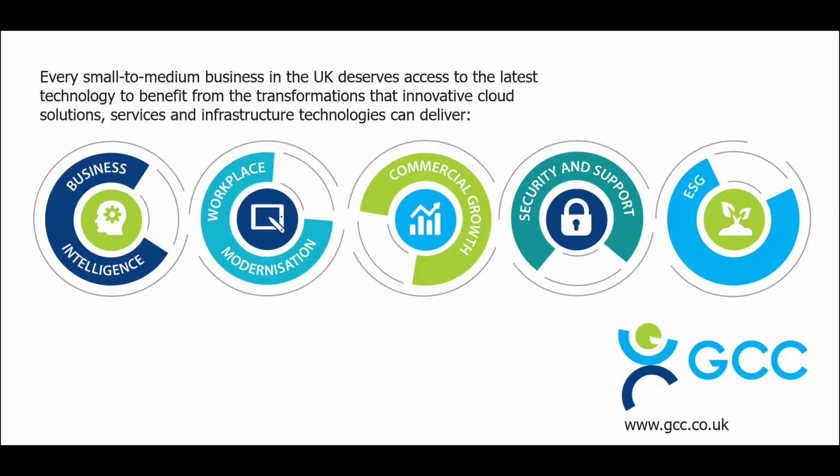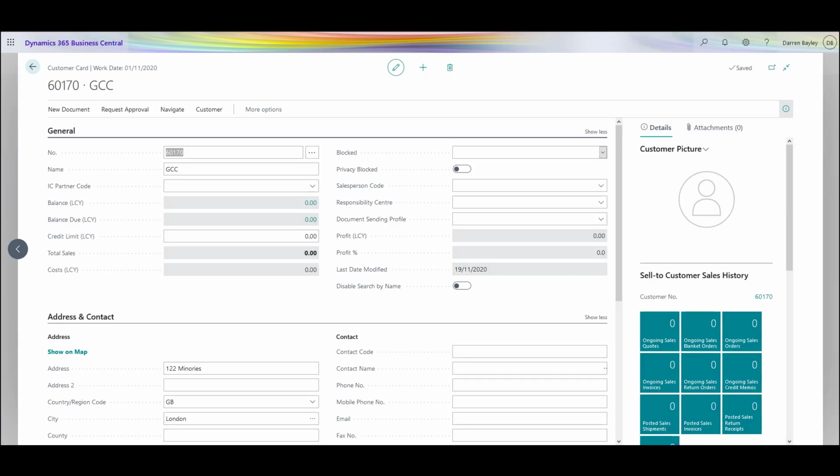In this video we're going to take a look at setting up and using the online mapping tool within Business Central. What do we mean by the online mapping tool? Well, here we are in the cloud version of Business Central. We're in a customer card. This also works in vendor cards, locations, pretty much wherever there's an address.